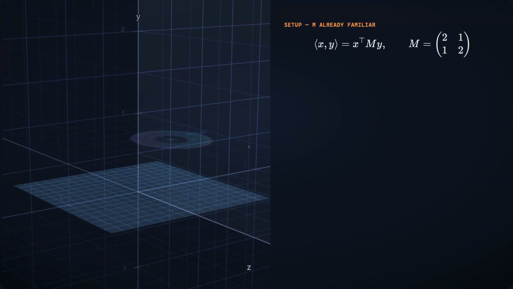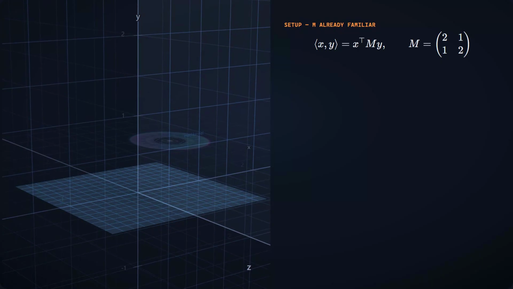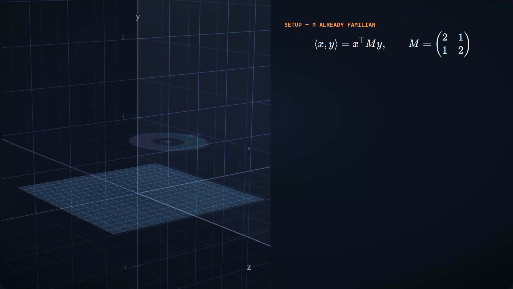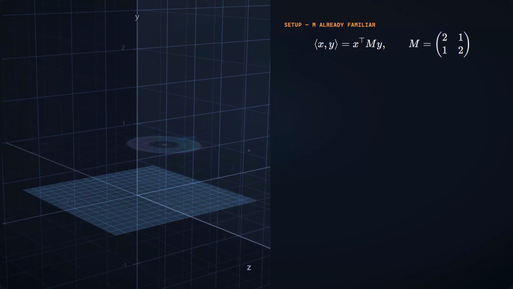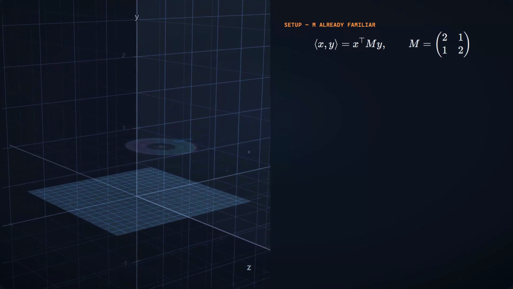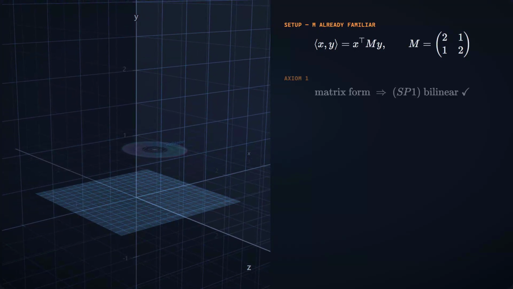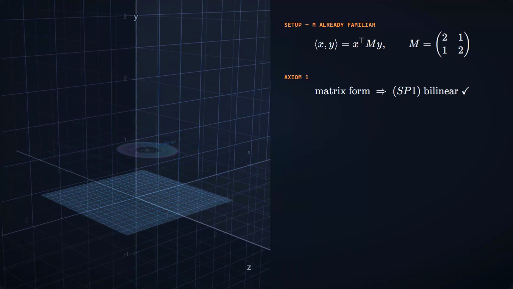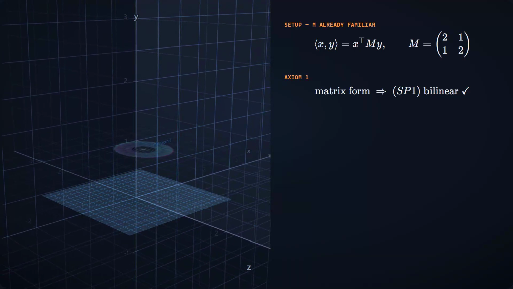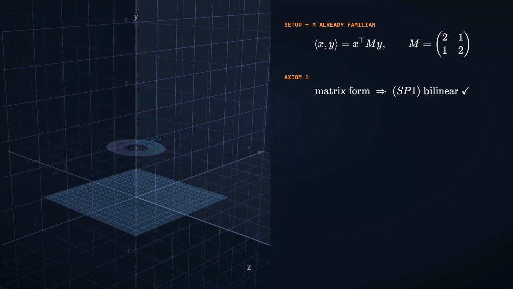You go in order, and the first two are quick. Because it's in matrix form, bilinearity is automatic. Matrix vector multiplication is linear. First axiom, free. Symmetry is just a glance. Is M equal to its transpose? Mirror the entries across the diagonal, the 1 and the 1 match. Second axiom, done. So all the real content lives in the third axiom.